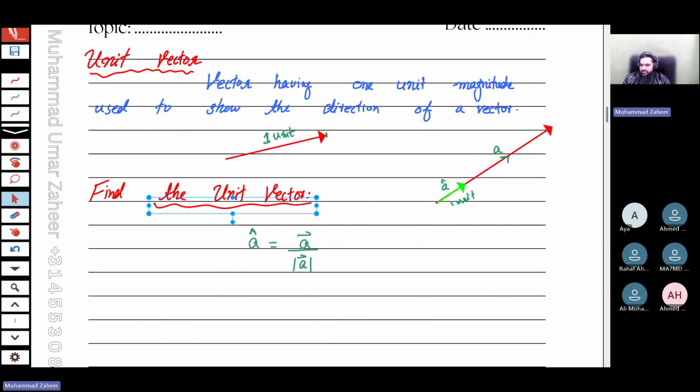Then we talked about the unit vector. The unit vector is basically a vector whose magnitude is going to be 1. A vector having 1 unit magnitude that is used for direction is known as a unit vector. Such types of vectors are known as unit vectors. Now, how can we find the unit vector of any vector? The unit vector is equal to the vector divided by its magnitude.